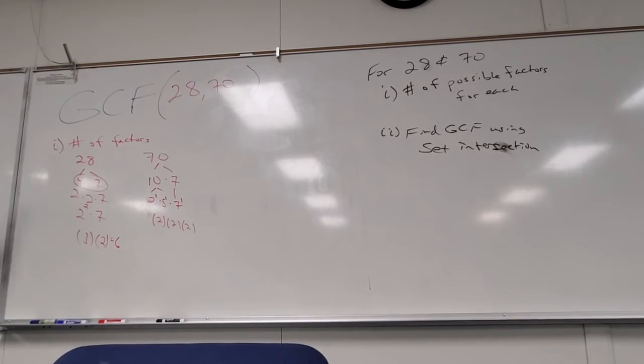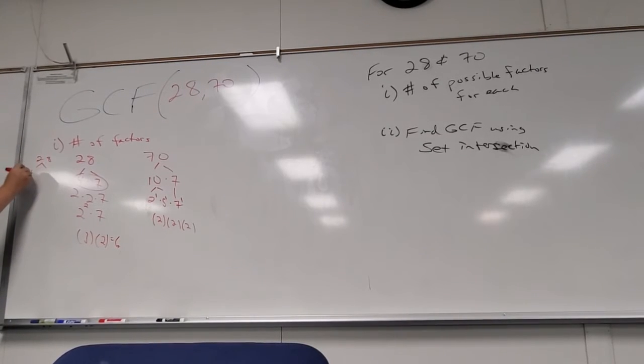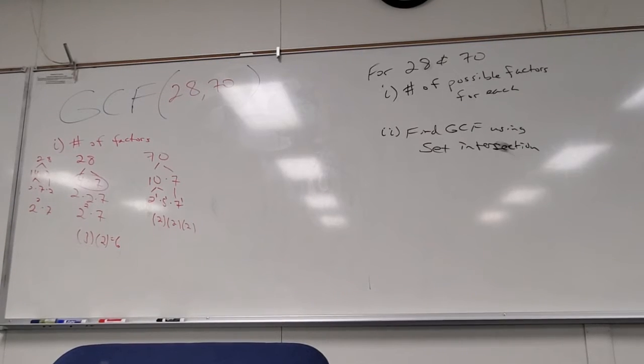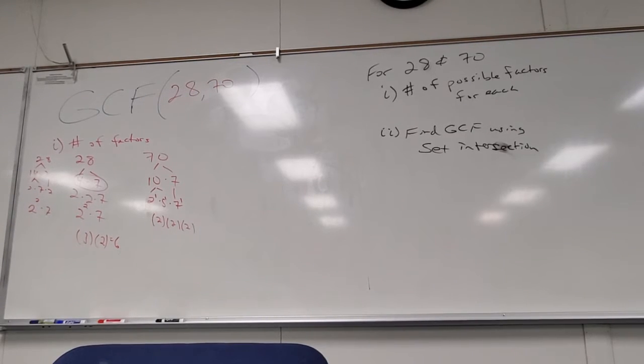So you said you started 28 off as 14 times 2, right? Isn't 14 2 times 7? So don't you still get 2 squared times 7? Yeah. I just did 7 times 2 squared. Oh, I see, same. Okay. That's why I call this the DNA of the number.